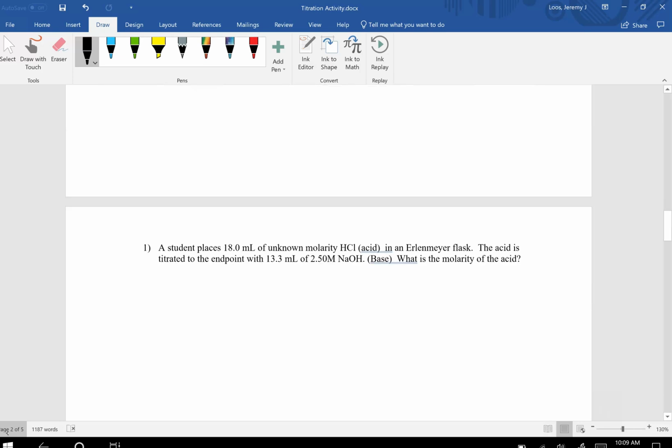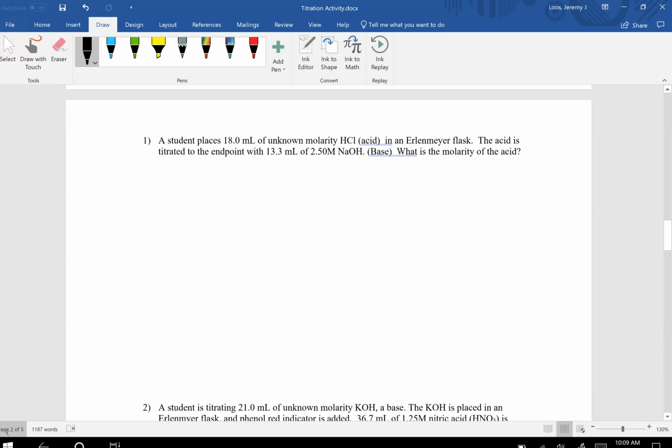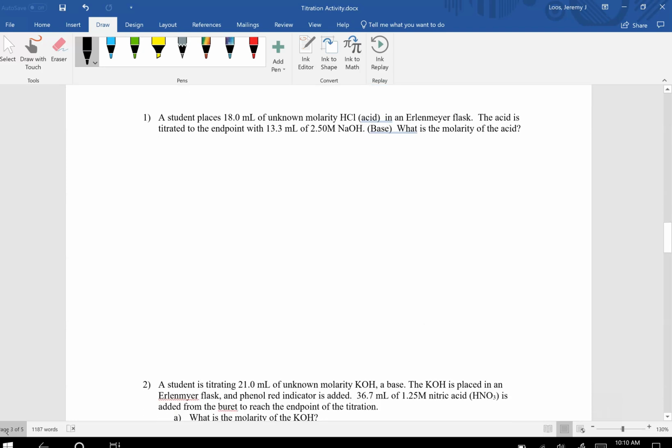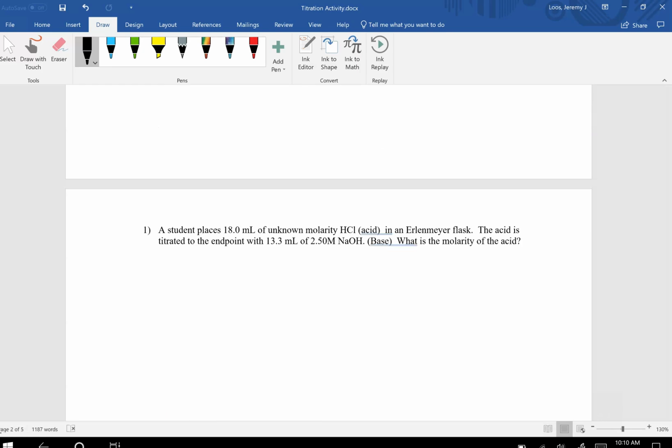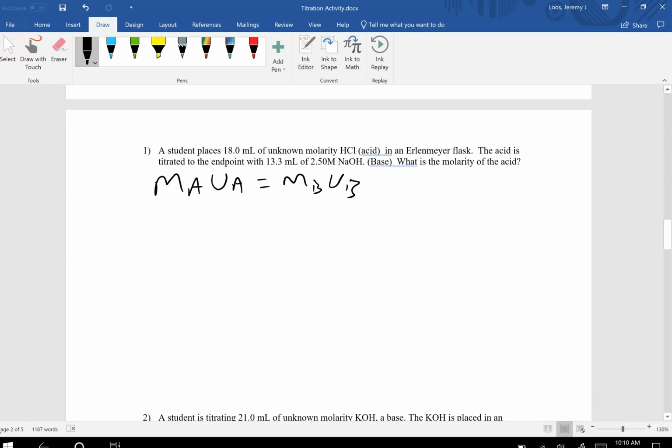Okay, so the last thing that I want to go over is a couple of these example problems, where we use the molarity equation, MAVA equals MBVB. Molarity of acid, volume of acid, molarity of base, volume of base. So we need to pick through the problem here. And again, this only works when the acid and base react in a 1-to-1 ratio, but you're not going to encounter any situations where it doesn't to actually do a titration problem.